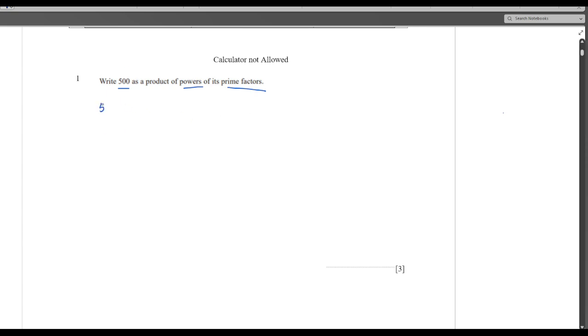So first we figure out the prime factors of this 500. We can divide this by 2, I will get 250, then 250 again can be divided by 2, so we will get 125. Then this 125 can be divided by 5, so 5 times 25, and then 5 times 5. So this 500 in prime factors can be written as 2 times 2 times 5 times 5 times 5.